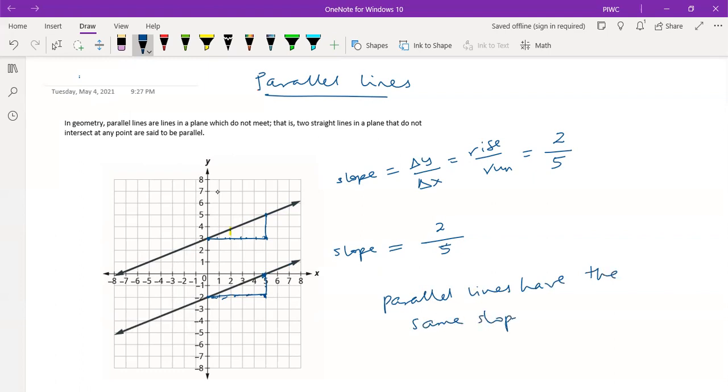Same slopes. Okay. So these are some of the features of parallel lines. They never meet, there is equal distance between the two lines, and they have the same slopes.